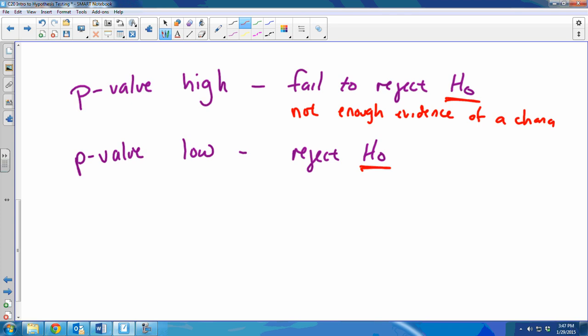We're doing reject H naught of a change. We'll put that into context. When we do an example, I'll try to get into that. We'll try to talk about that.